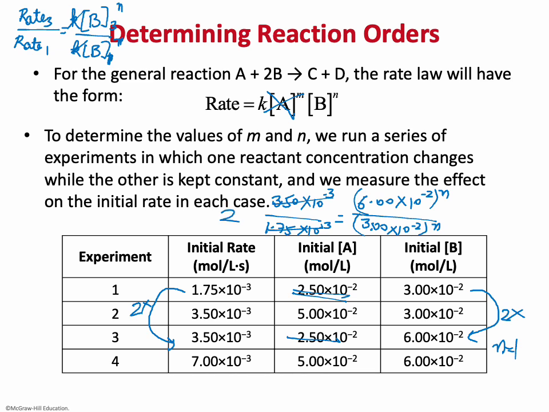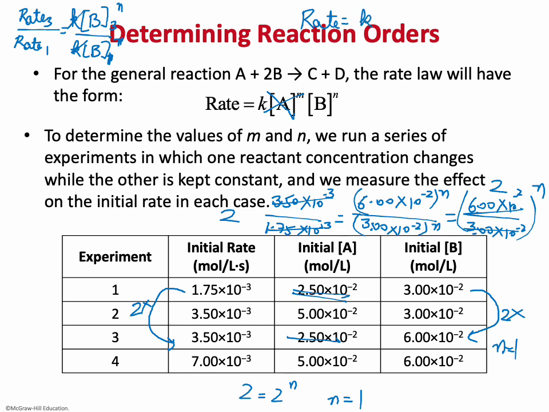If you plug this in, remember, we can reduce this to 6.00 times 10 raised to the minus 2 divided by 3.00 times 10 raised to the minus 2, everything to the power of n, because both are to the power of n. If you solve this, this will come out to be 2. So 2 is equal to 2 to the power of n, which means n is 1. So we have solved for this. That means, what is my rate law? Rate equals k a to the power of 1 times b to the power of 1. So that's my rate law.